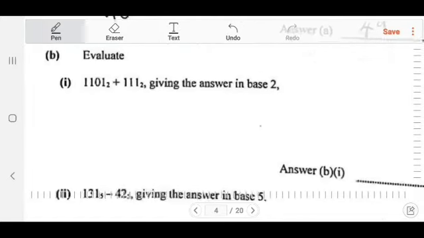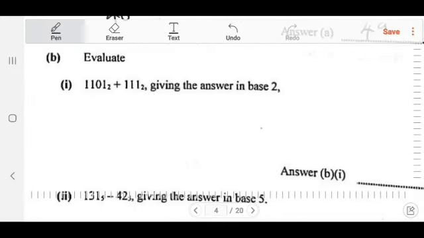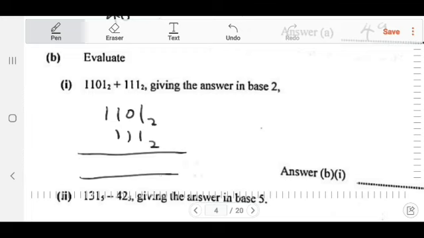Then add this one, 1101 plus 2, 1 is what? It's a 111, like this. Adding my answer to base 2, so 1 plus 1 is 2, so I'm going to write 0 and carry 1. So 1 plus 1 is going to be 2, write 0 and carry 1.